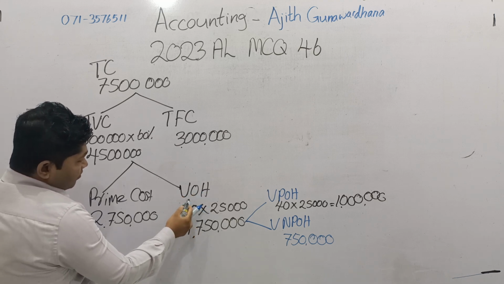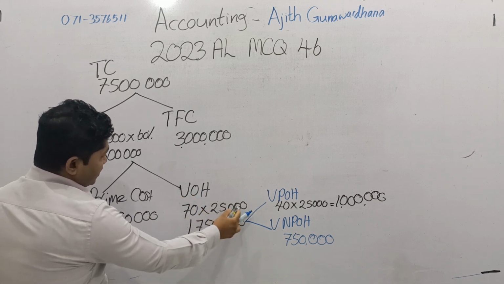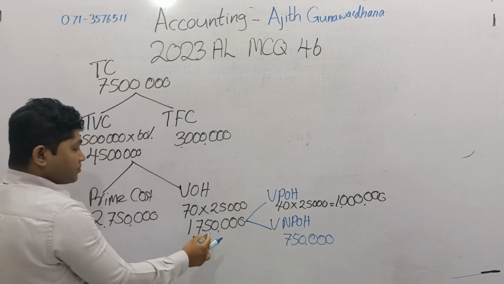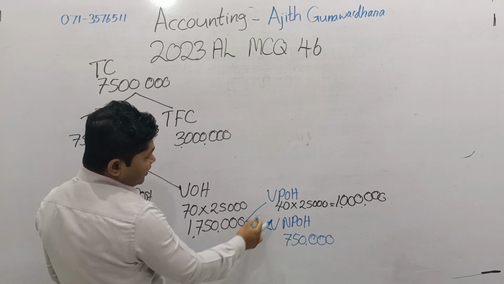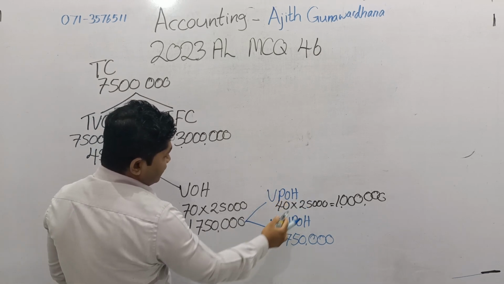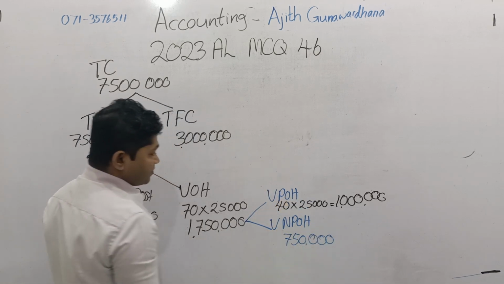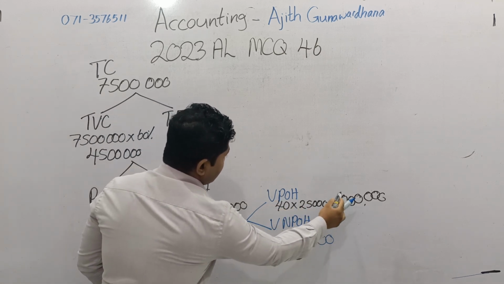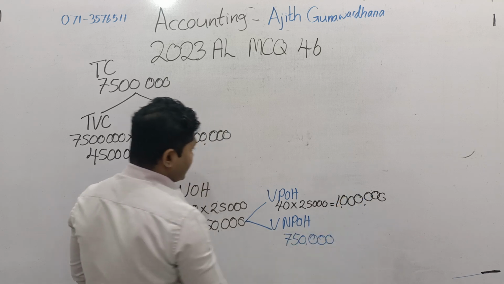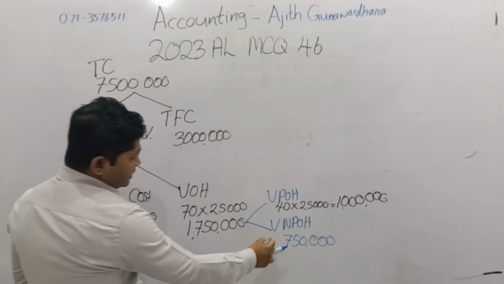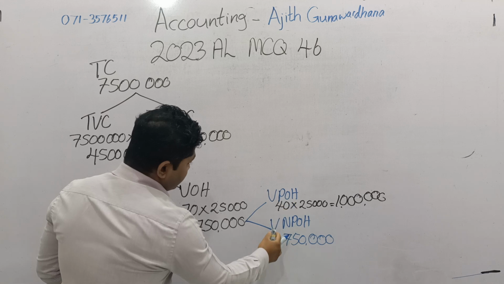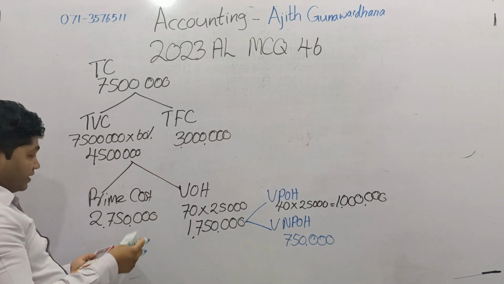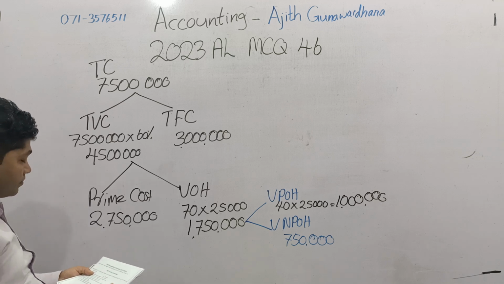Variable overhead per unit is given, into quantity, and total variable cost can be calculated. Total variable overhead can be divided into two parts: variable production overheads and variable non-production overheads. Variable production overhead per unit into quantity gives the total variable production overhead. Therefore, this is the variable non-production overheads total value. Fixed cost is also given. Think total fixed cost.